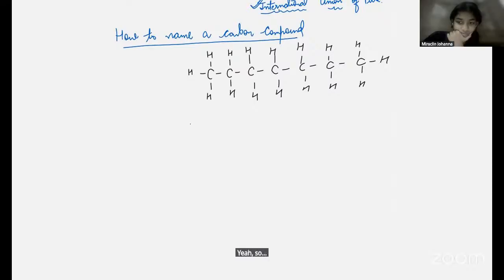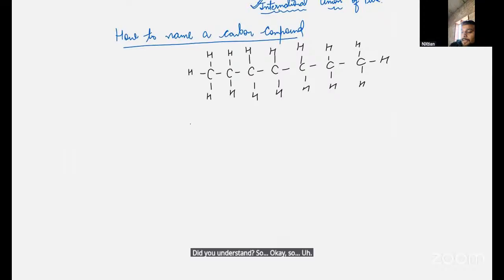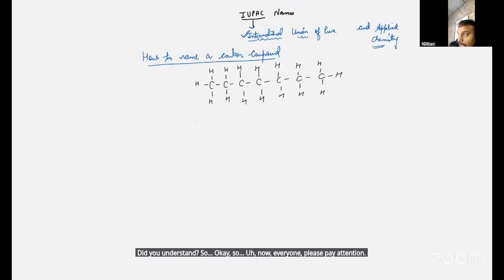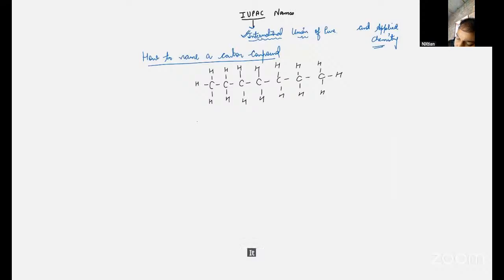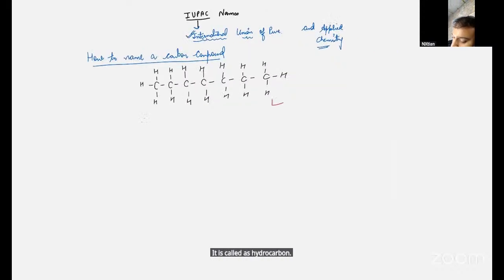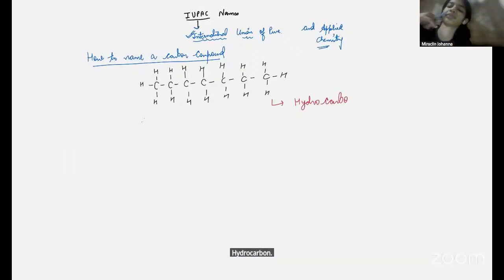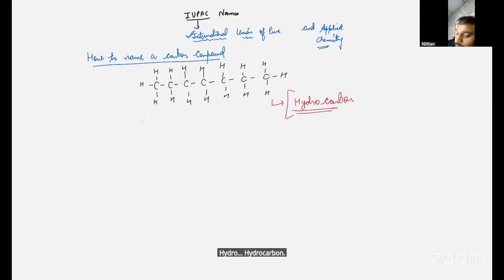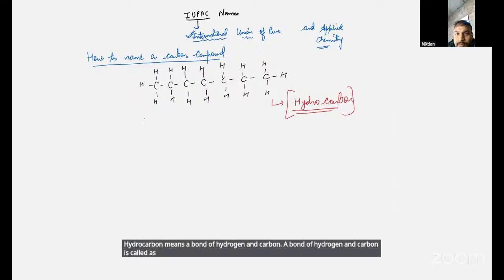Okay, so now everyone please pay attention. Now if a compound is there in which only carbon and hydrogen are joined, it is called a hydrocarbon. Hydrocarbon means a bond of hydrogen and carbon. Did you understand? A bond of hydrogen and carbon is called a hydrocarbon.